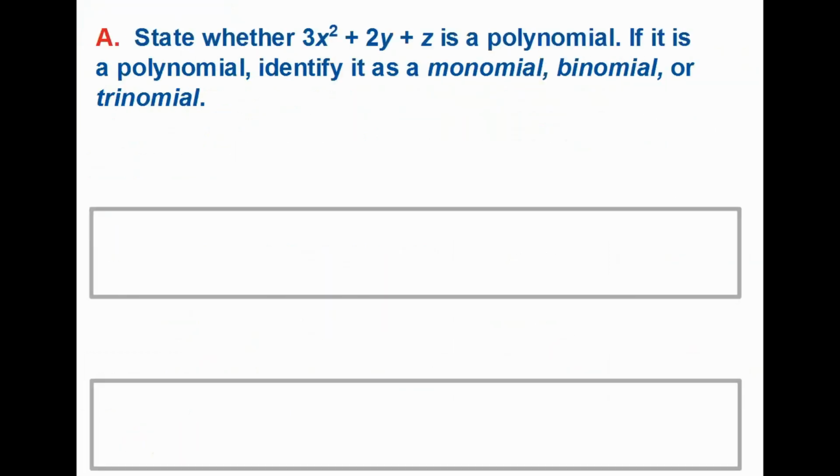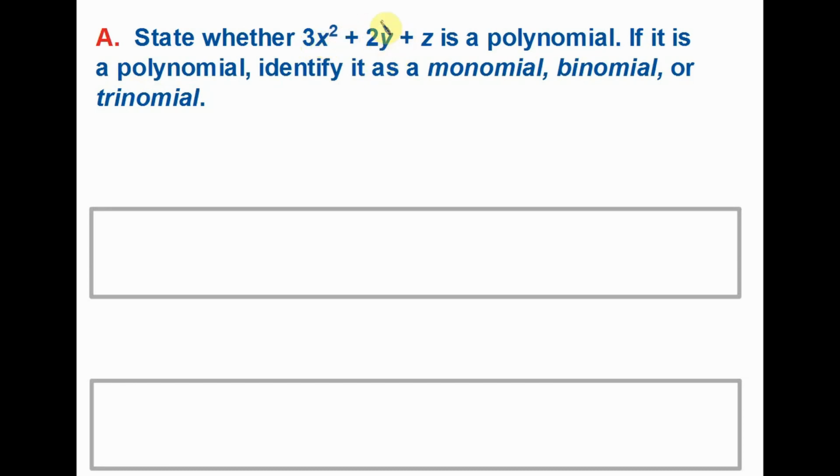Let's look at another example. Part A, state whether 3x squared plus 2y plus z is a polynomial. If it is a polynomial, identify it as a monomial, binomial, or trinomial. So to decide whether it's going to be a polynomial or not, let's look into each monomial to see if they can be identified as a monomial. The first term, 3x squared, is a monomial. It is the product of a number and a variable with the exponent.